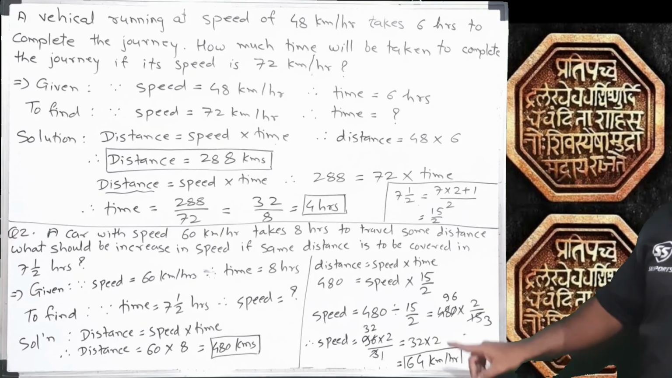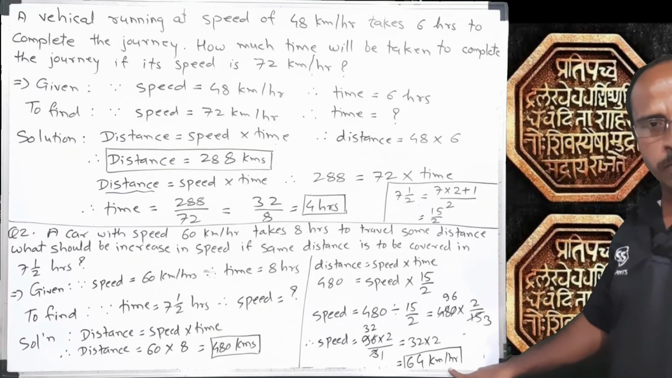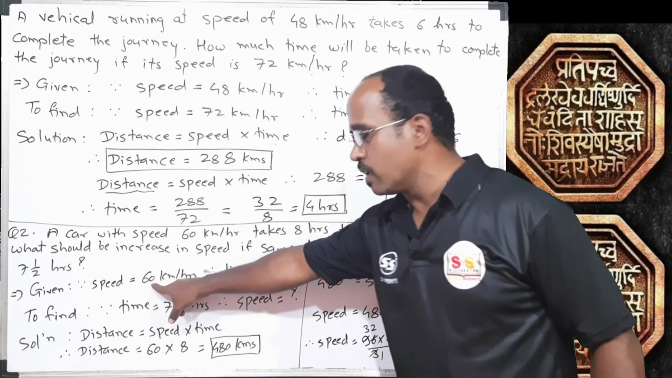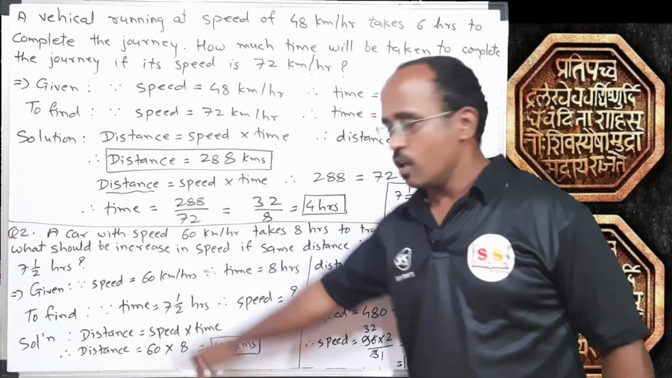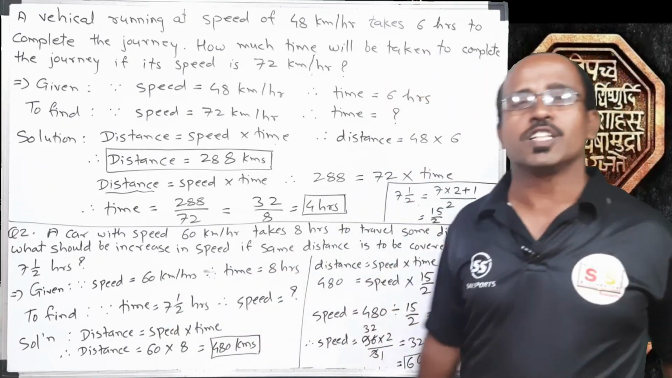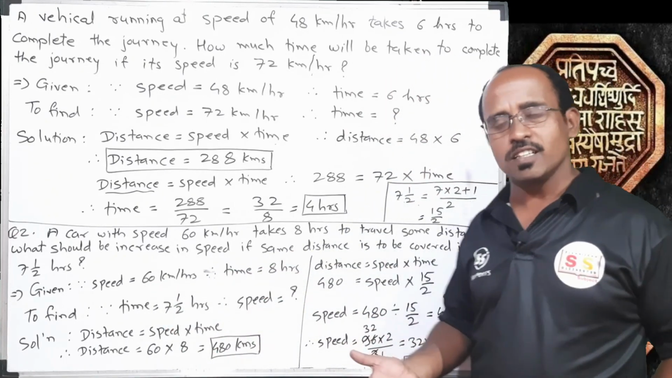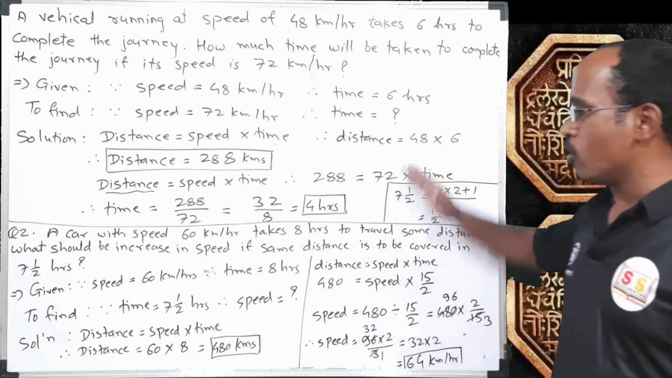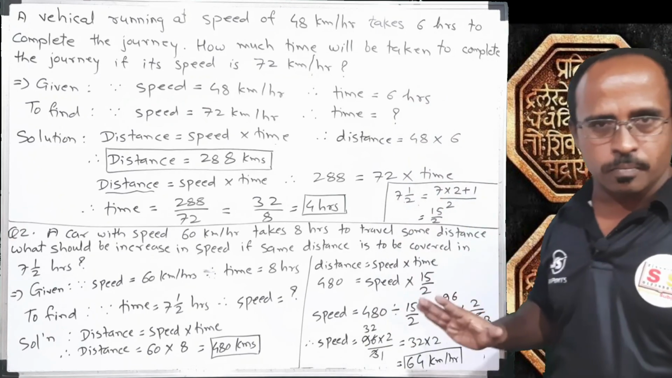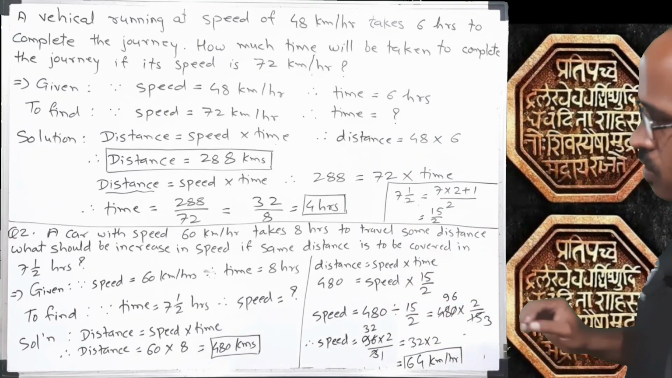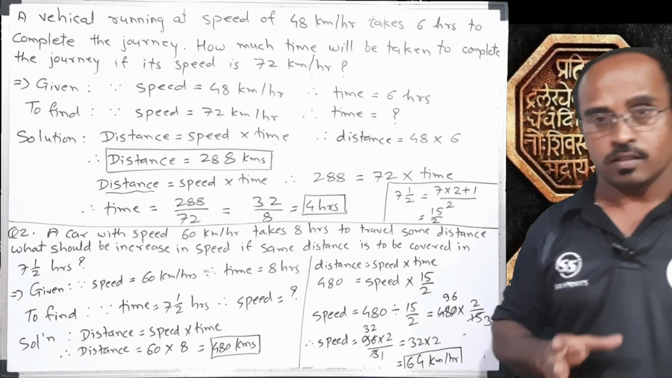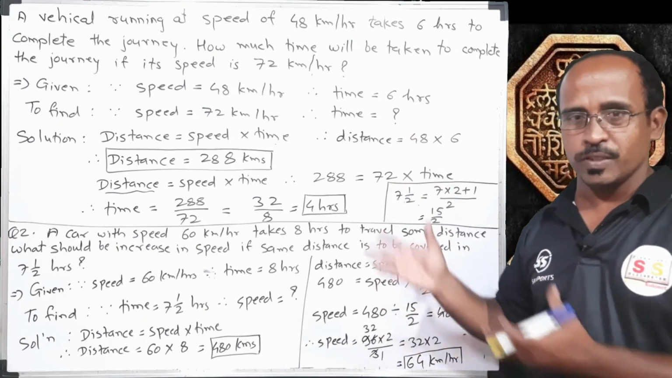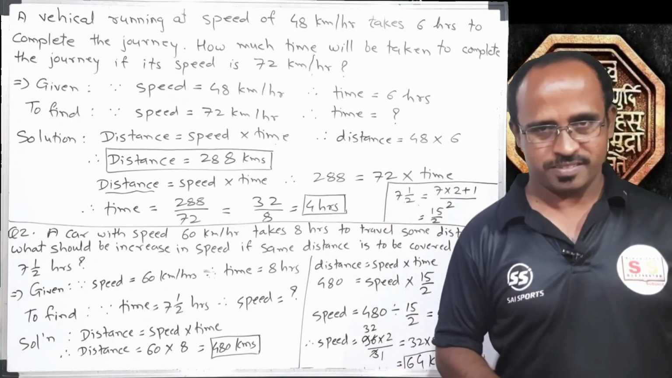So guys, the new speed is 64 km per hour. What was the old speed? 60 kilometers per hour. So what is the increase in speed? Increase in speed is 64 minus 60, 4 kilometers per hour. So I hope you have understood both of the examples and you may have learned how easy the problems based on time, distance and speed are. Thank you, friends.